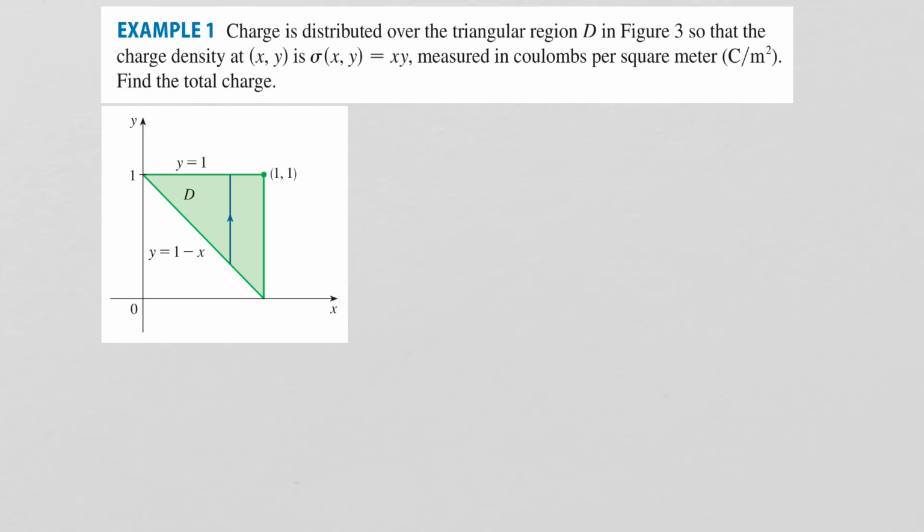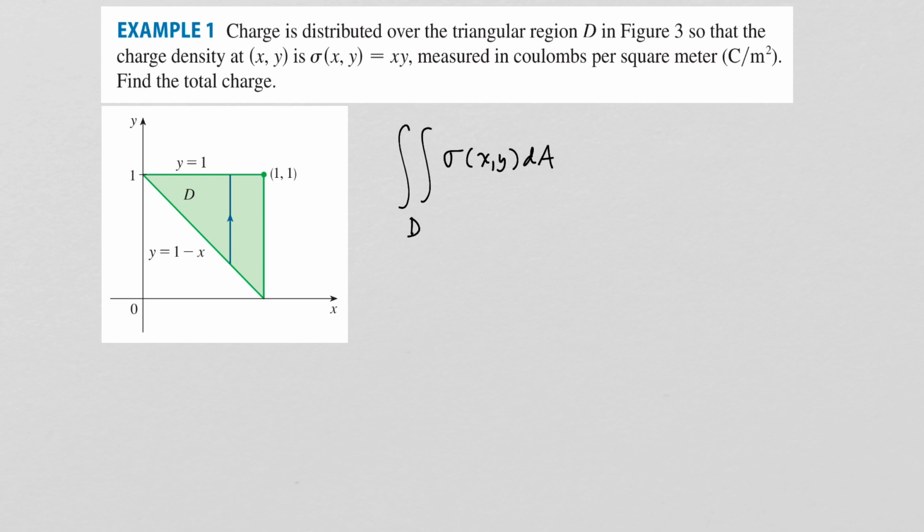Suppose charge is distributed over the triangular region D here, so that the charge density at (x, y) is some function sigma of (x, y) equals x times y. And this is measured in coulombs per square meter. Find the total charge. So in essence here, we just need to integrate the function sigma of (x, y) with respect to the area over the region D.